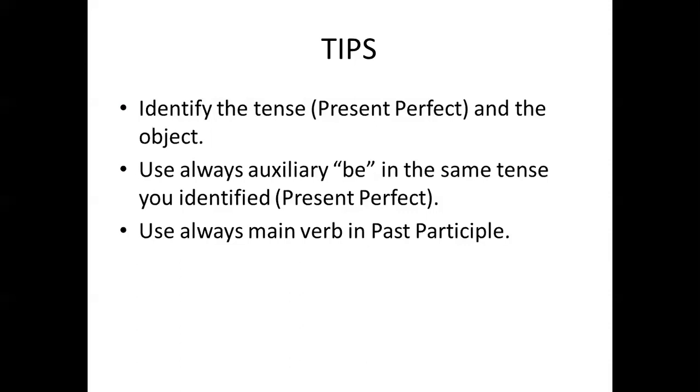So I put it in brackets, present perfect, because that is the tense we're practicing right now. So you identify the tense and the object. The next step, use always auxiliary be in the same tense you identified. In this case it was present perfect. What is the mark? It's going to be "have been" or "has been". That depends on the object. And finally, you are always going to use the main verb, the sense of the action, in past participle.